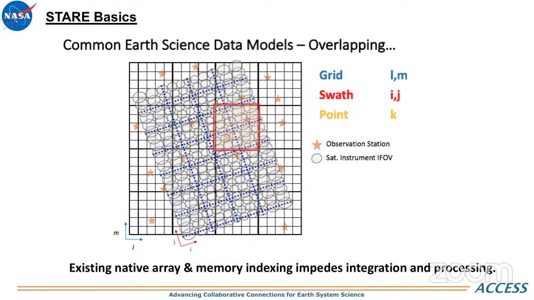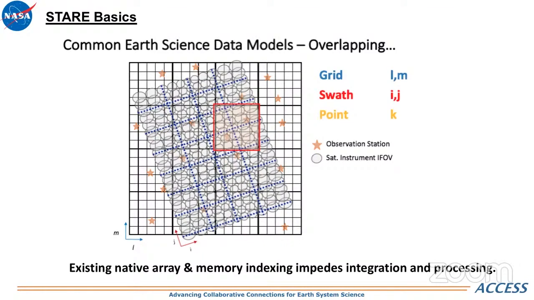So here we've thrown up a grid which is indexed via native indexing L and M, and then swath. It has its own array format with index I and J, and then you have point. And this can refer to spacecraft data, in situ data, drone or aircraft. All of these data we'd like to bring together and make useful for our scientific analysis.